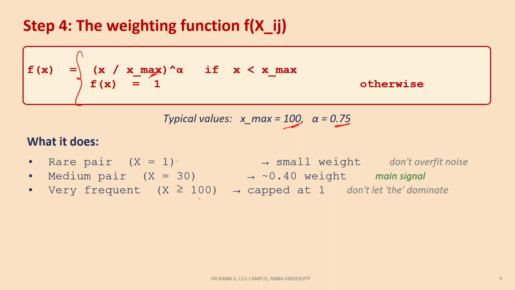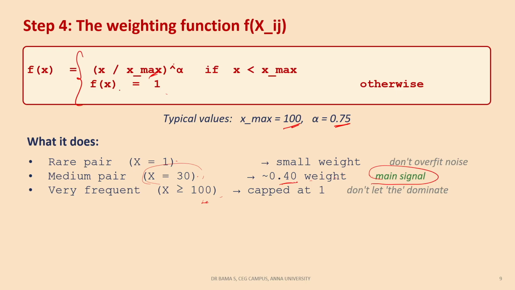And for a very frequent pair, suppose "the" is an example that appears all the time, it is capped to 1, it does not matter. Whereas something which is medium, appearing 30 times, is approximately 0.4 as the weight, and this is the main signal. So this will get captured through this formula.